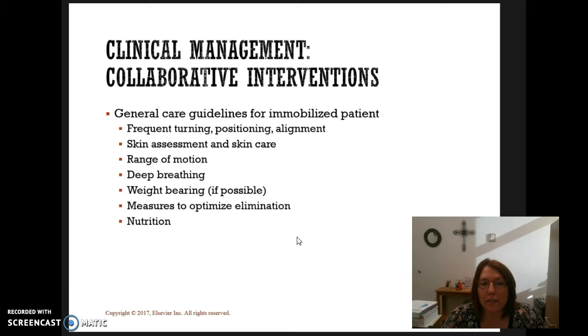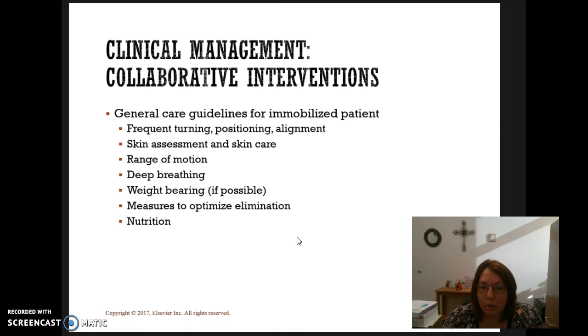General guidelines for collaborative interventions. We want to make sure patients that are immobilized, and this is for the patient that is immobilized, frequent turning and positioning and alignment to try to help prevent skin breakdown, looking and assessing the skin, assisting patients with range of motion, deep breathing so that they expand those airways and they don't have that alveoli collapse.